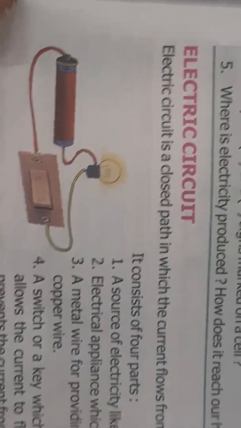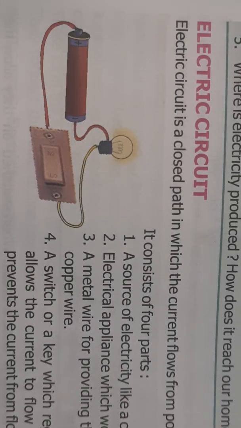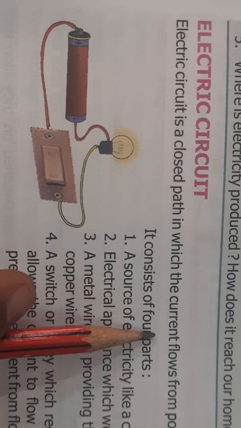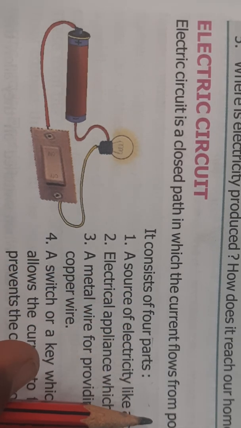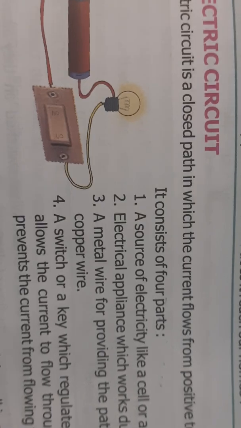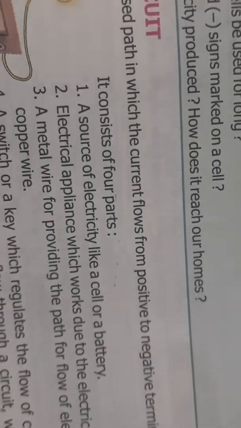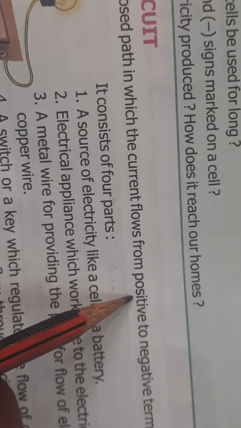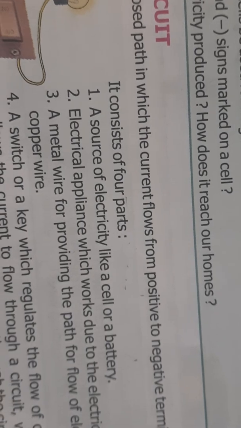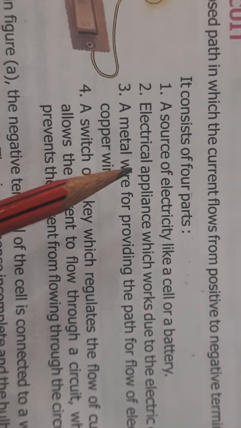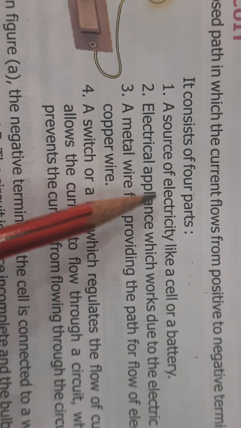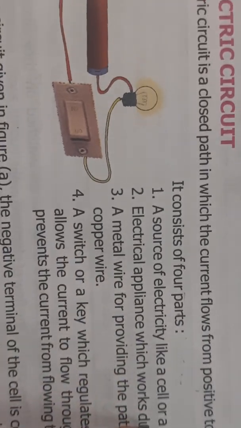Now we come to the electric circuit. Electric circuit is a closed path in which the current flows from positive to the negative terminal. Children, always remember, electricity always moves from positive terminal to the negative terminal. And it consists of four parts. A source of electricity like a cell or a battery.